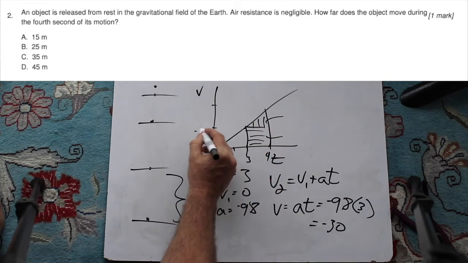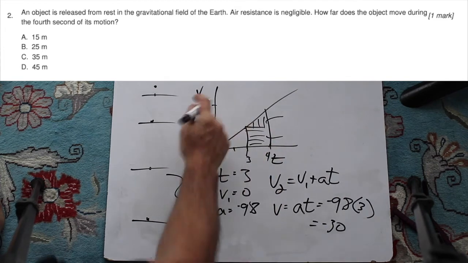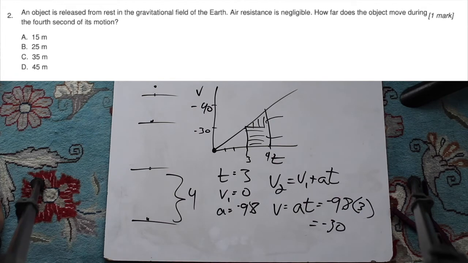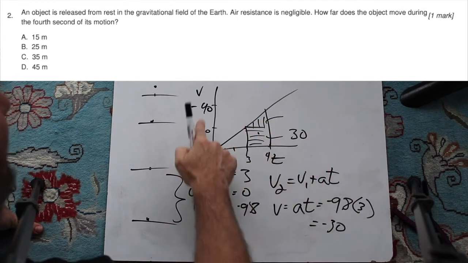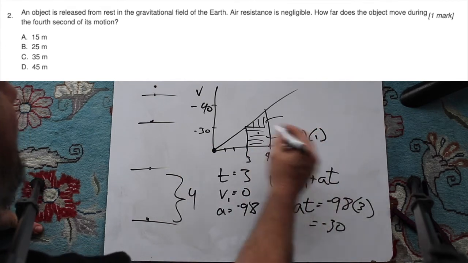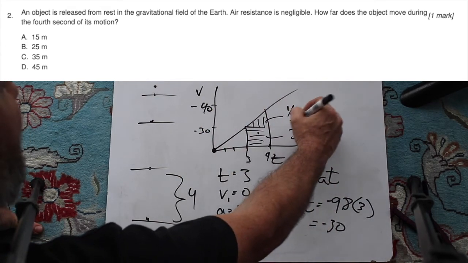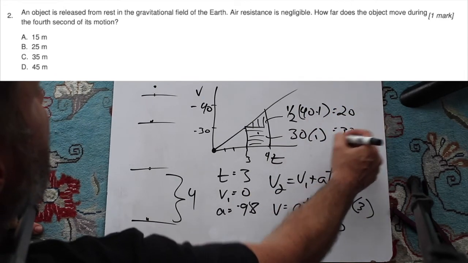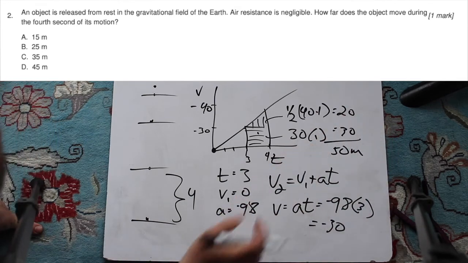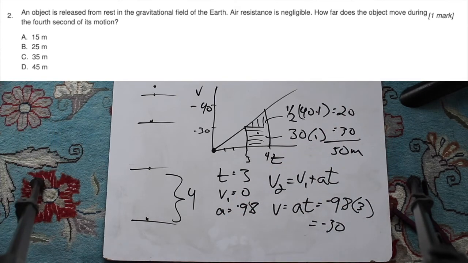And if this velocity is negative 30, I think we can infer that the next velocity is going to be negative 40. And so we need to get the area of this right here. Well, it's 30 times 1. And the next one is 1/2 of 40 times 1. And that total is 50 meters. Now, 50 meters is not a choice, but I was abbreviating 9.8 to 10. And so it's no surprise that this answer is too large. There is an answer D that is 45, and so I'm going to take D for 45.